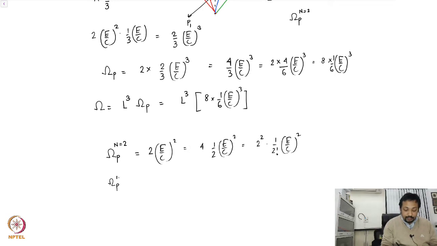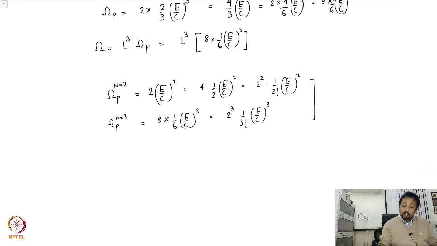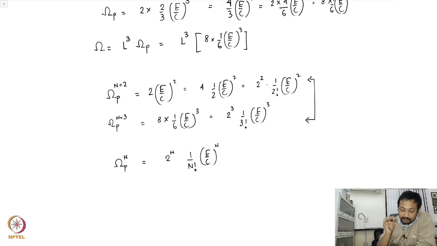When n is equal to 3, we have omega_p = 8 into 1 over 6 (E/c) whole cube, which is 2 cube into 1 over 3 factorial (E/c) whole cube. These two expressions clearly give you the hint what the general expression is going to be. So I can write down omega_p(n) is going to be 2 to the power n, 1 over n factorial, (E/c) raised to the power n. And this is the answer that you are looking for.